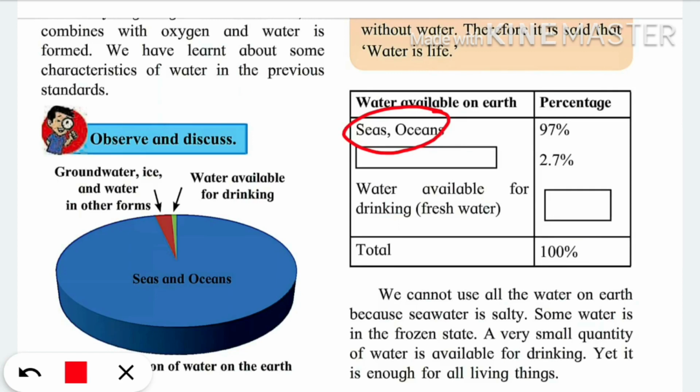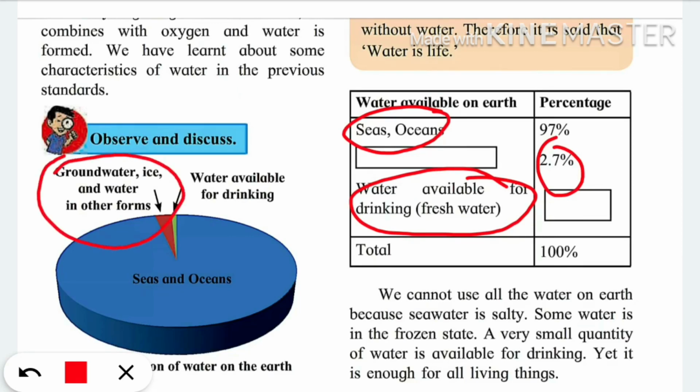Water in seas and oceans is 97%, the water which is not at all useful for us. But the water available for drinking, meaning the fresh water, is the percentage which you will calculate. It is too low. So don't waste the water, as it is said that water is life. You can see that 2% is the groundwater, ice and water in other forms, which is not really useful for us.